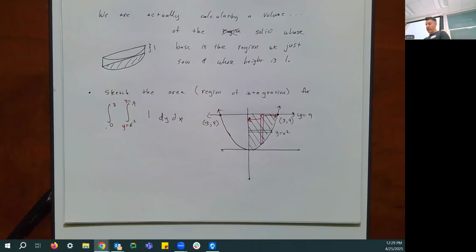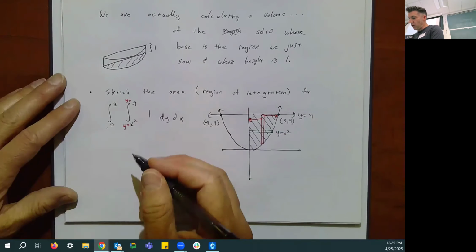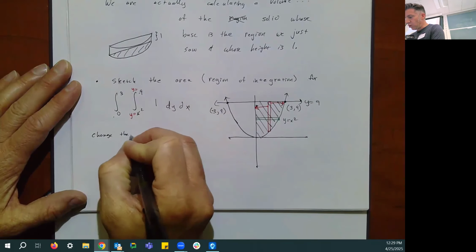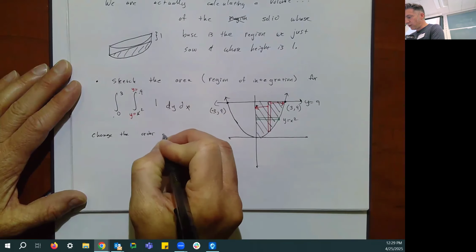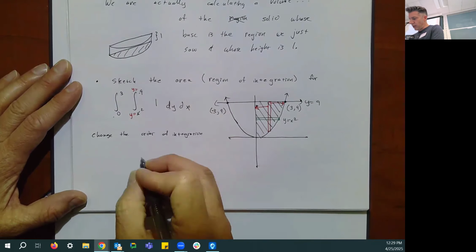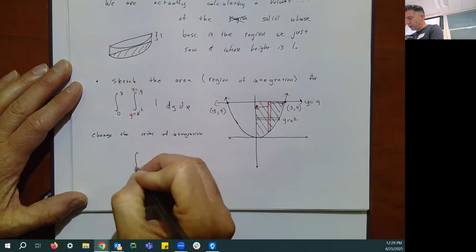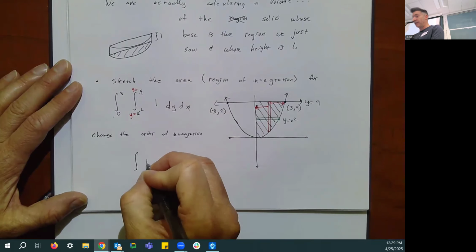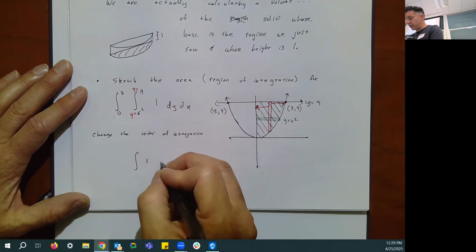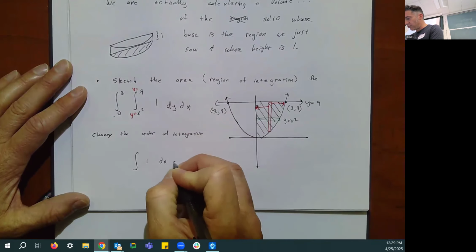and again, let's work from the inside out. If we change the order of integration, our inner integral is still going to be the integral of 1. The integrand doesn't change when you change the order of integration. But then we know it's going to be dx dy.